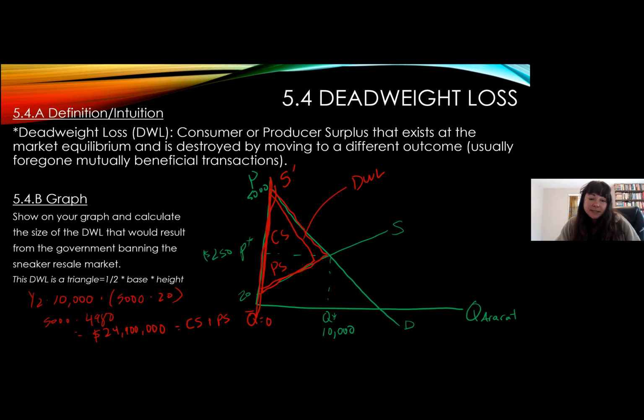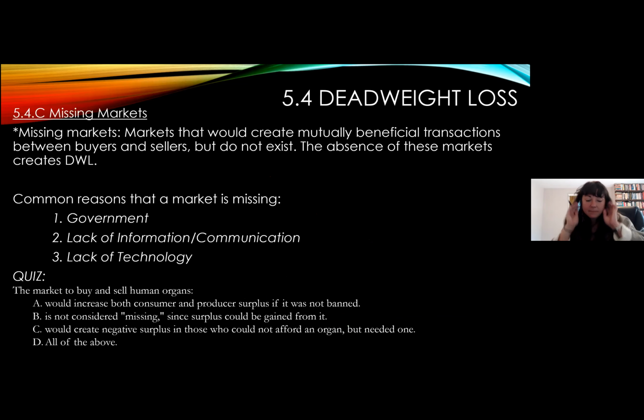So in an extreme example, when you ban a market, the whole thing becomes deadweight loss. Many markets are missing, maybe because they were banned. We're going to think of missing markets as the ones that would create mutually beneficial transactions. There's buyers who'd love to buy, sellers who'd love to sell, but the market does not exist. And the absence of those markets is going to create deadweight loss.